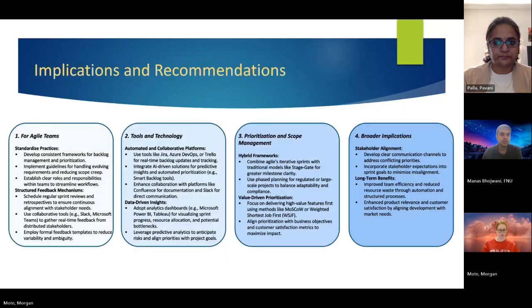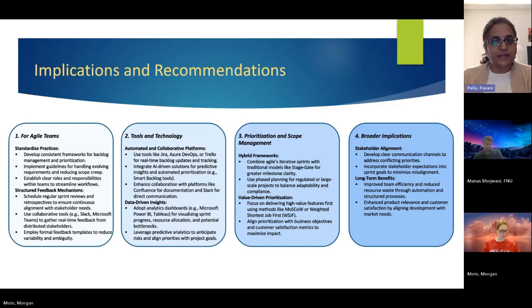Next slide, please. Here we recommended several standardizing practices to address the challenges in Agile requirements management by leveraging advanced tools, refining prioritization, and considering organizational impacts to improve Agile's outcomes. Agile teams should standardize backlog management practices. A well maintained backlog ensures alignment of team members, prioritizes tasks by value and feasibility, and regular backlog grooming ensures smoother sprints. Additionally, implement structured feedback mechanisms like recurring sprint reviews, feedback loops, and retrospectives to streamline stakeholder collaboration, reduce conflicts, and manage evolving requirements effectively.